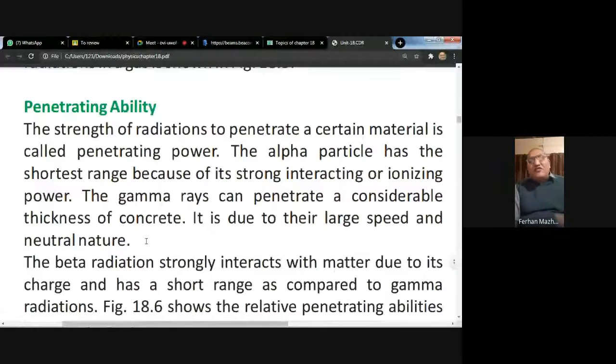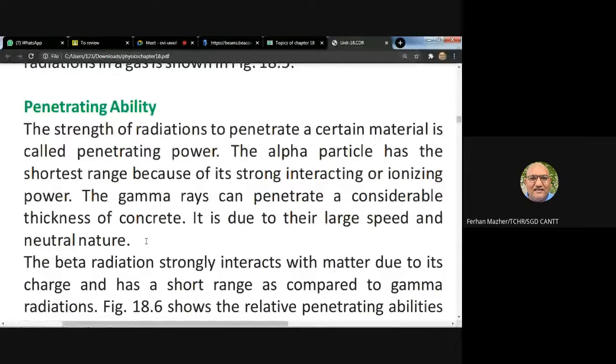This first paragraph is your answer, okay? The strength of a radiation to penetrate a certain material is called penetrating power. The alpha particles have the shortest range because of its strong interacting or ionizing power. The gamma rays can penetrate a considerable thickness of concrete. It is due to their large speed and neutral nature. The beta radiation strongly interacts with matter due to its charge and has a short range as compared to gamma radiation.